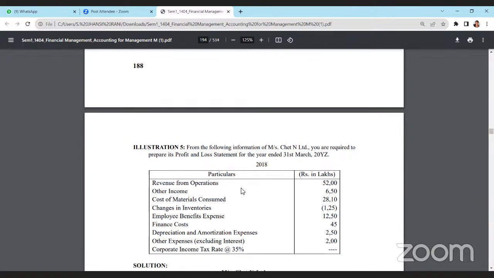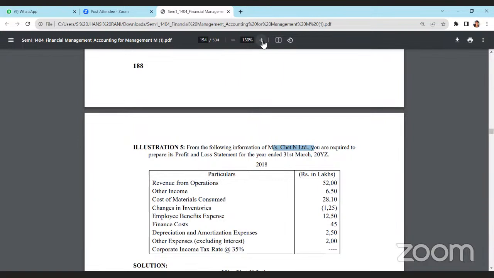So this is the actual question given, and from this we have to prepare the profit and loss statement as per the Companies Act 2013. Whenever a question like this is given, remember the format has to be followed thoroughly. So first we start with the heading, that is, profit and loss statement of Chetan Limited for the year ended 31st March 2018. This is the heading, we have to write it.